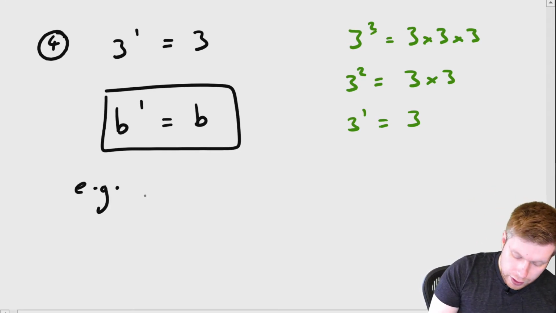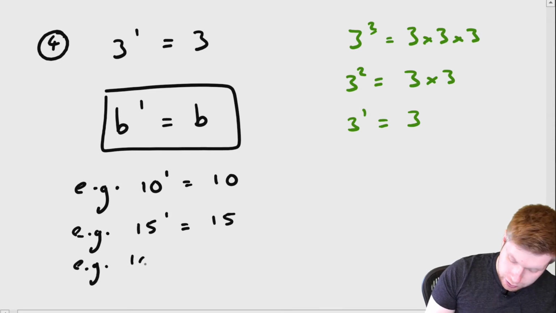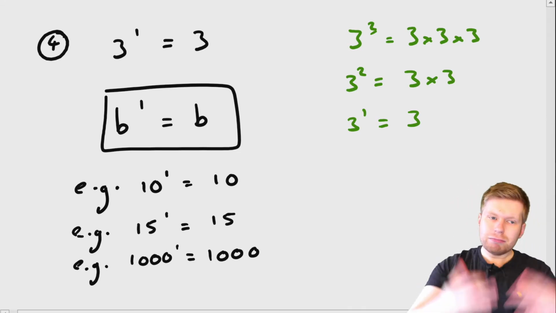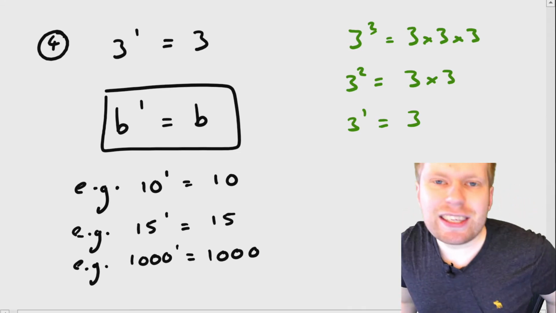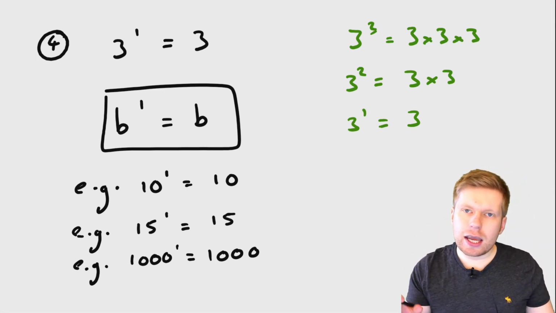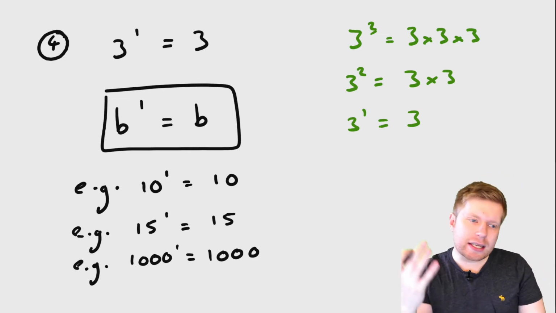So as an example, if I had 10 to the power of 1, that should just be 10. If I had 15 to the power of 1, that's just going to be 15. If I had 1,000 to the power of 1, that's just going to be 1,000. Right? So any number to the power of 1 will just be itself. That's nice and easy, okay? Again, this is all about just observing shortcuts. Once I notice a pattern, it just means that I can generalize. Okay, so let's keep going then.